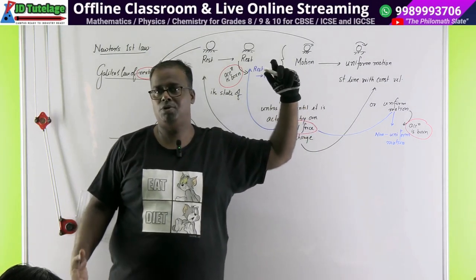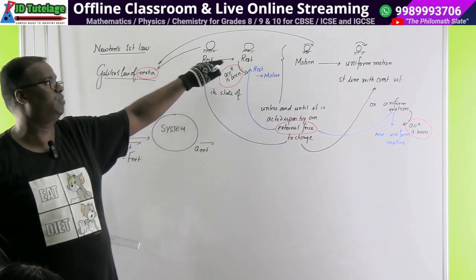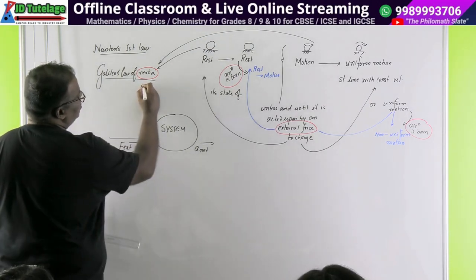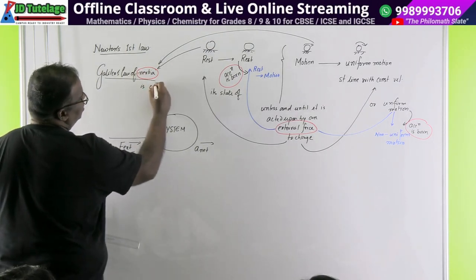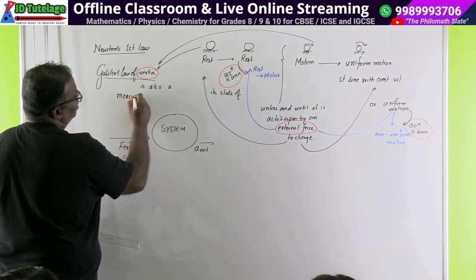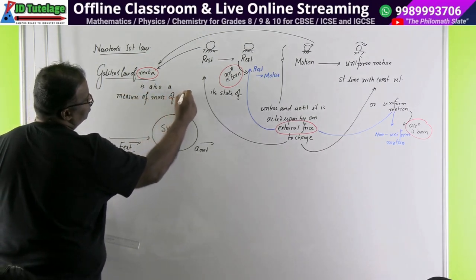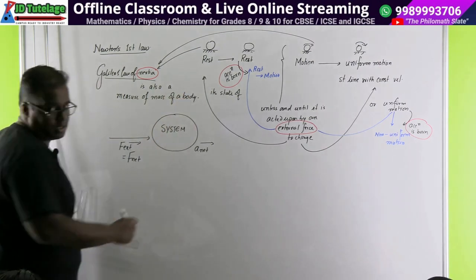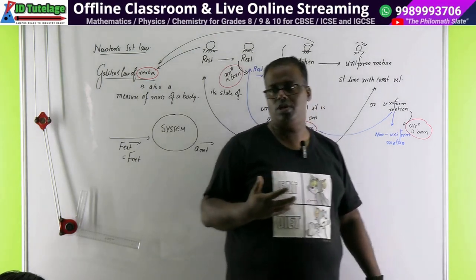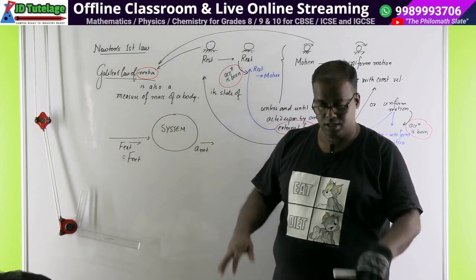So inertia is the property of a body due to which it opposes any change in a state of rest or of motion. Now some good things. Inertia, we'll study this in detail today, is also a measure of mass of a body. Which means, if your mass is more, your inertia would be much more. If your mass is less, your inertia will be less.